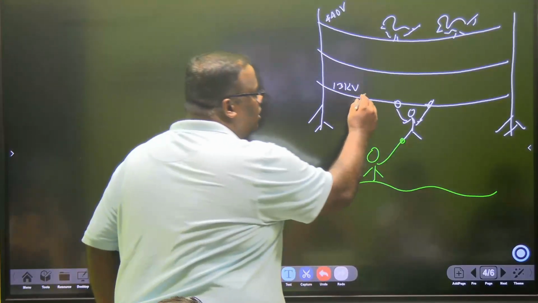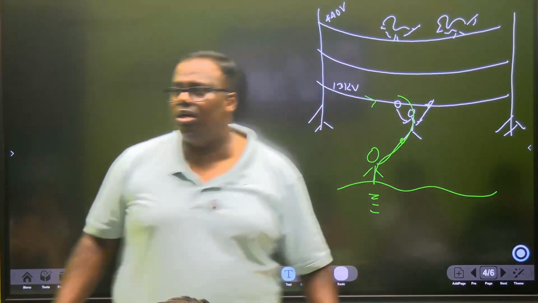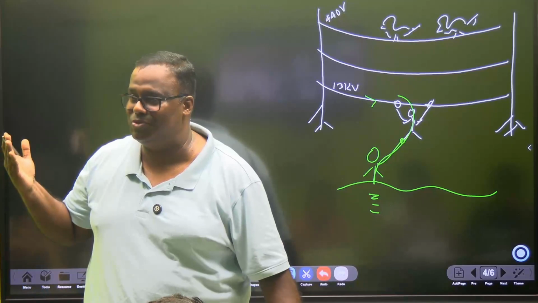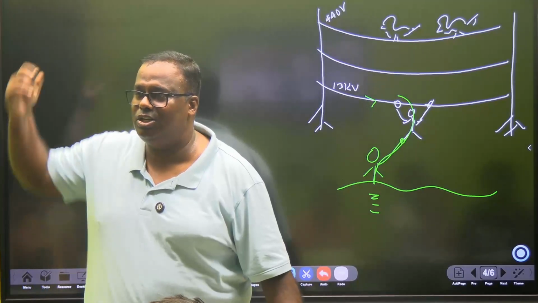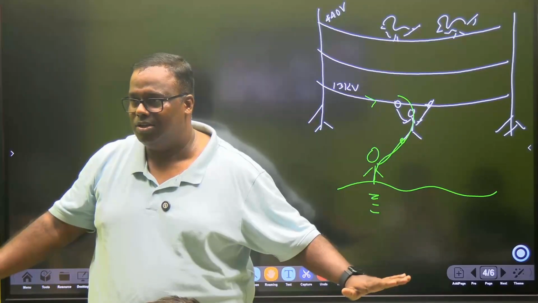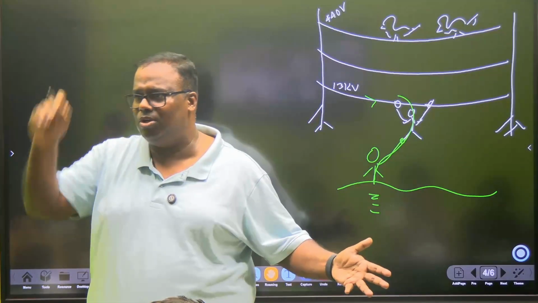Because the current flows through his body to the ground. Earth always wants current. That's why we do earthing in the house, which we will read later. Current always flows in the direction of lowest resistance. Earth offers very low resistance. We all have an earth wire in our house. The central plug point is the earth wire.